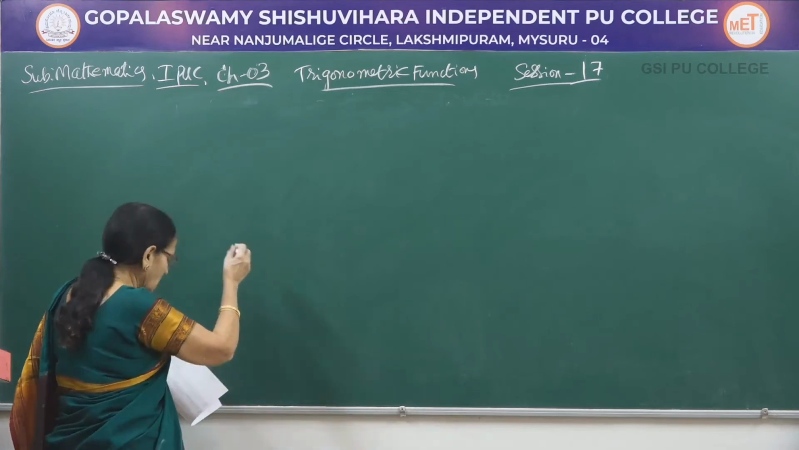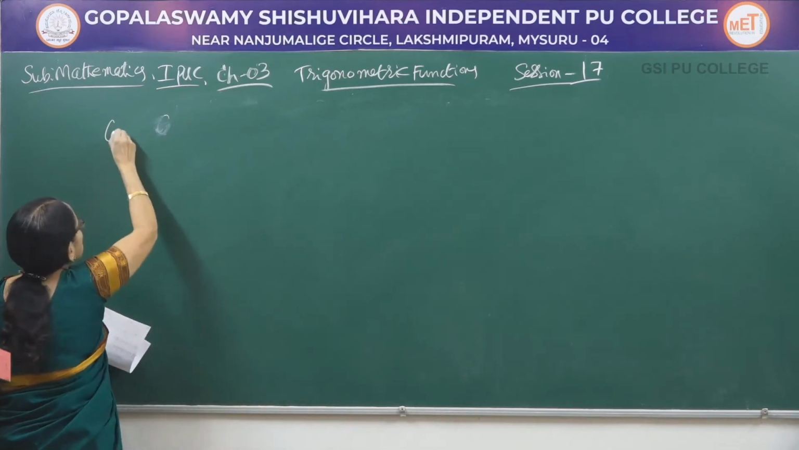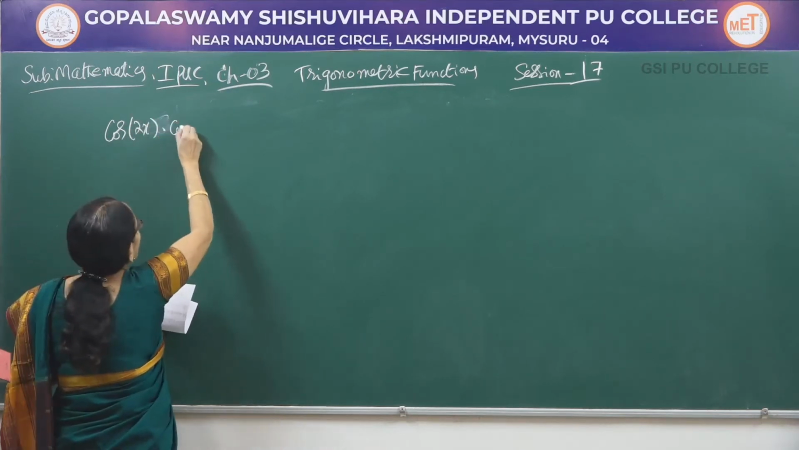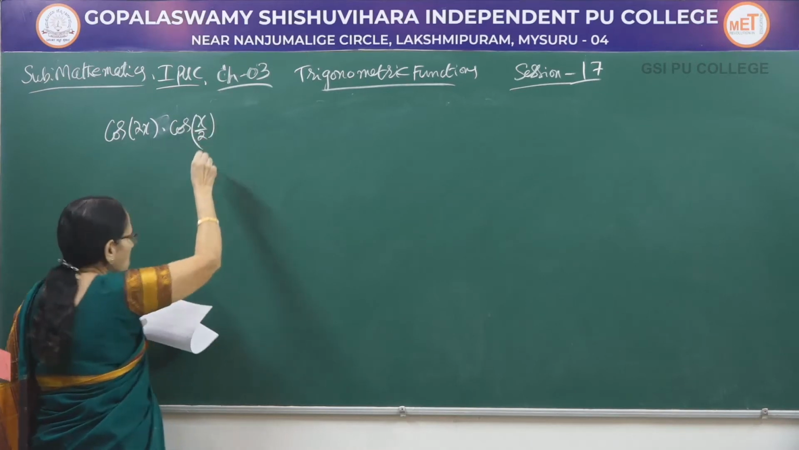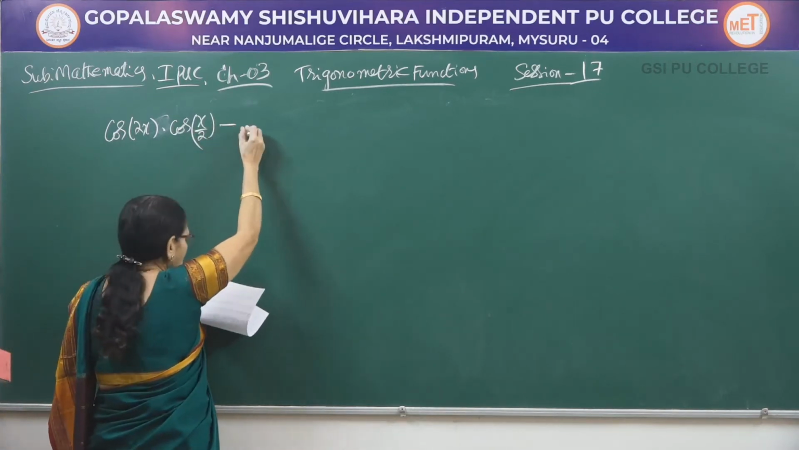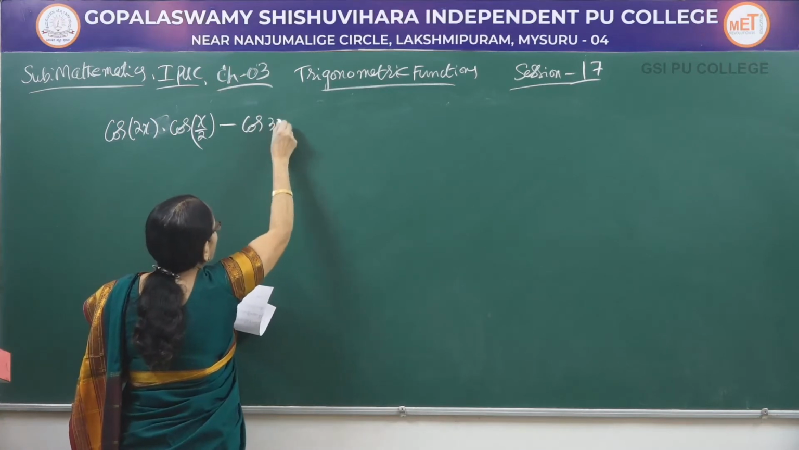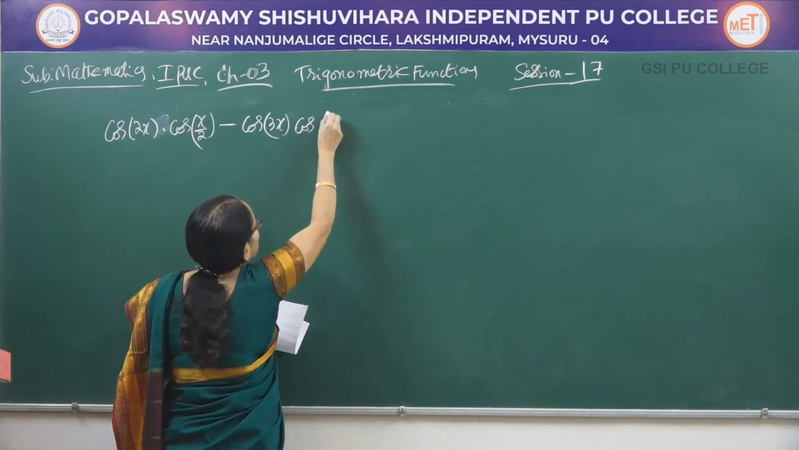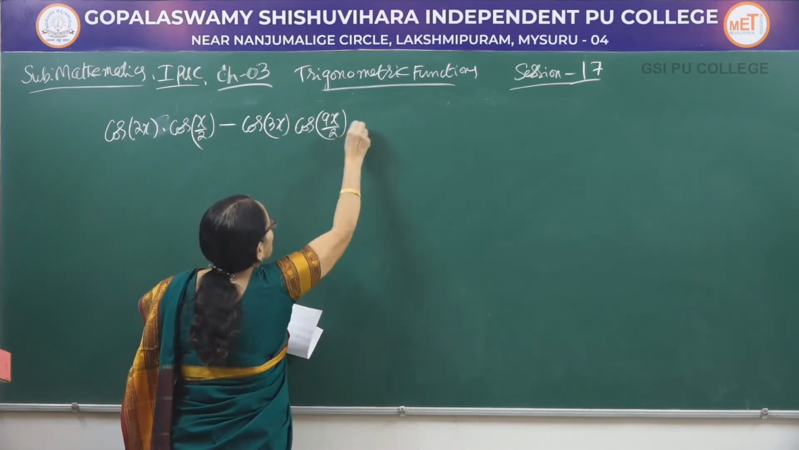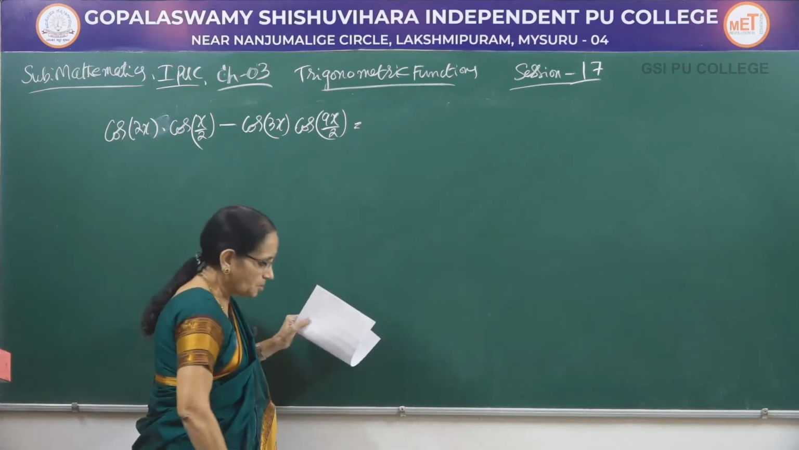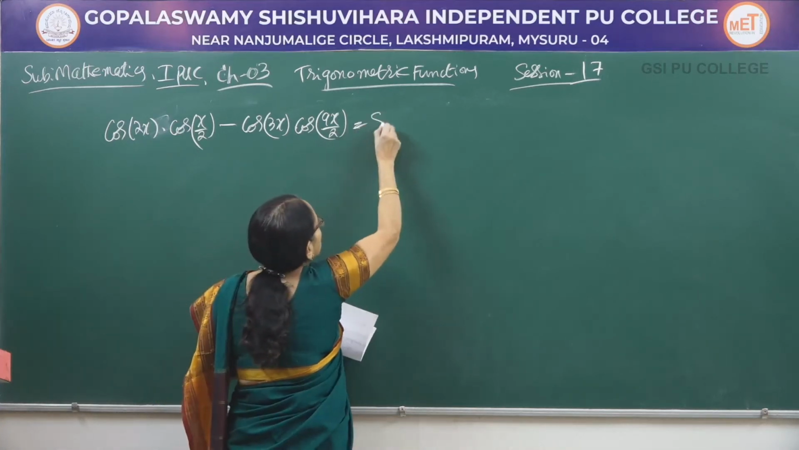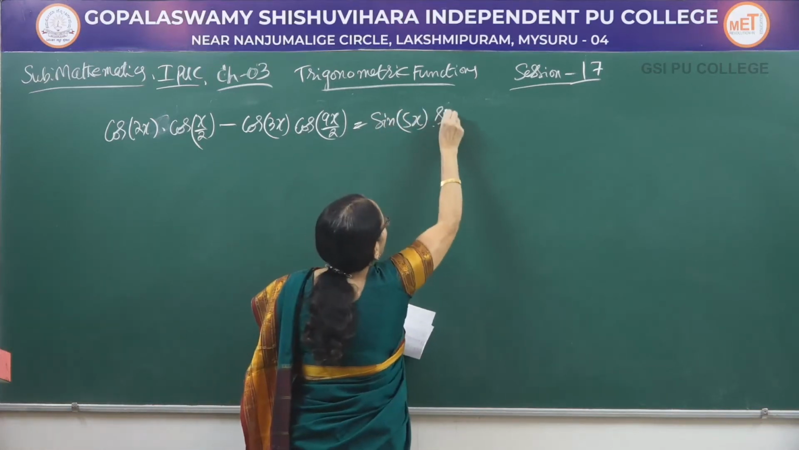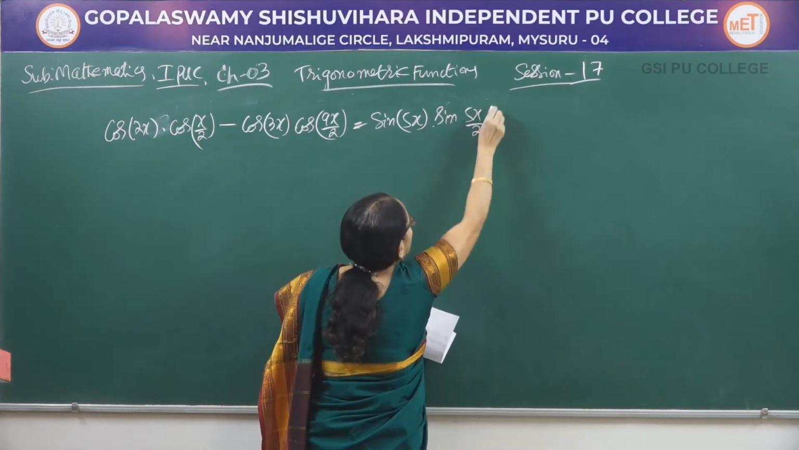Now, the problem is like this. Prove that cos of 2x into cos of x by 2. So, I am giving a half angle, be careful, minus cos of 3x into cos of 9x by 2, this should be equal to sin 5x into sin of 5x by 2.